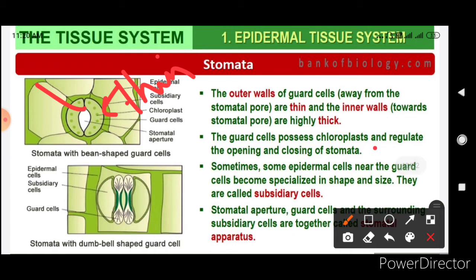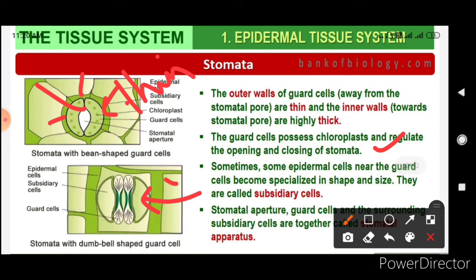The guard cells possess chloroplasts and regulate the opening and closing of the stomata. Sometimes some epidermal cells near the guard cells become specialized in shape and size, and they are called subsidiary cells. The cells present here are the subsidiary cells, and they help the stomata to open and close.